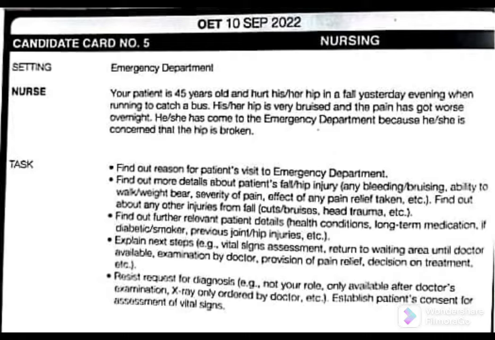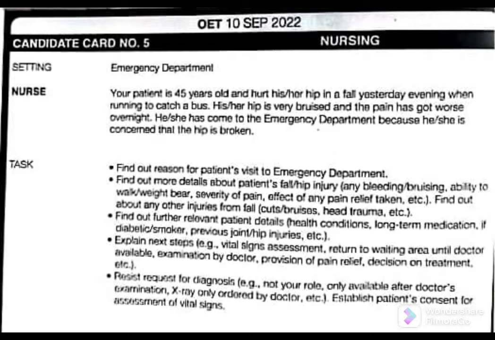Then the second task is to find out more details about the patient's fall or injury: any bleeding, bruising, ability to walk, weight bear, severity of pain, and effect of any pain relief taken. So we can ask, before proceeding further, Mr. George, may I ask you some questions regarding your injury? Is it okay for you? The patient is telling us, okay, you can ask me.